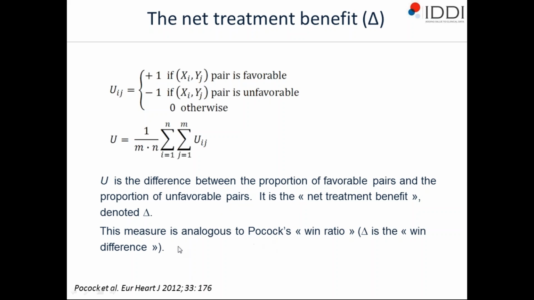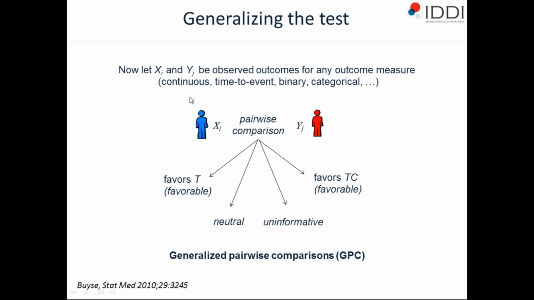Just in passing, let me mention that Stuart Pocock, a British statistician, actually wrote a paper where he proposed a statistic that he calls the win ratio, which is the exact same idea, but instead of looking at the difference between favorable and unfavorable pairs, Stuart proposed to look at the ratio of these two quantities, and that leads to the win ratio. We're going to focus on the win difference, if you like, which we call the net benefit.